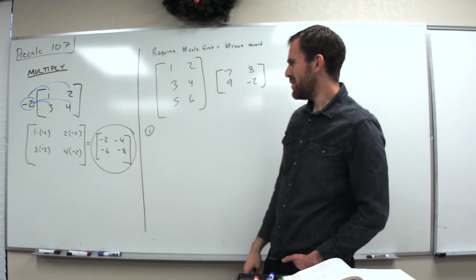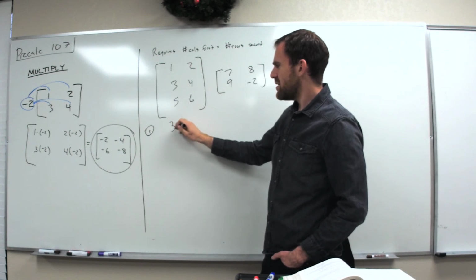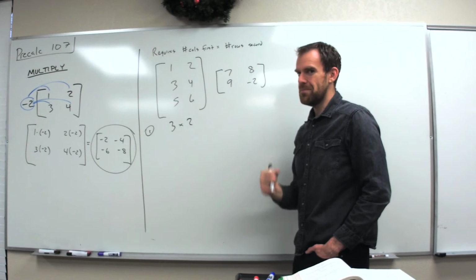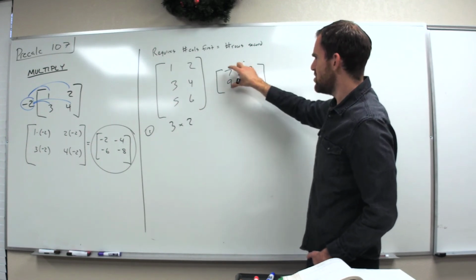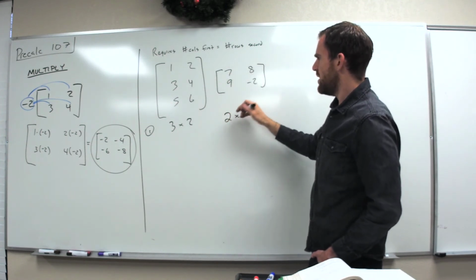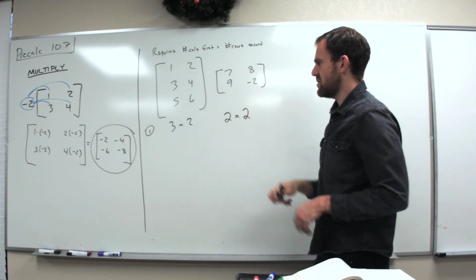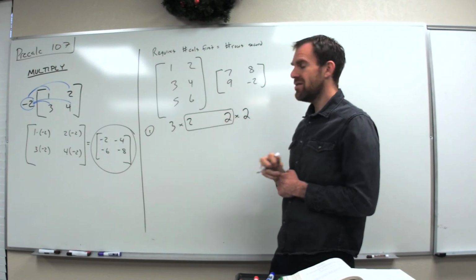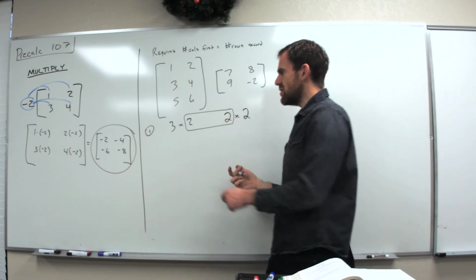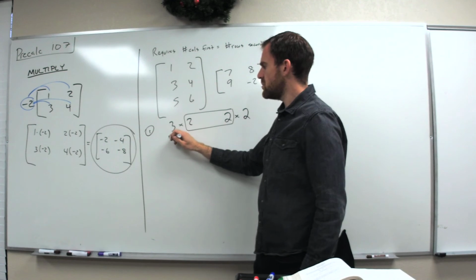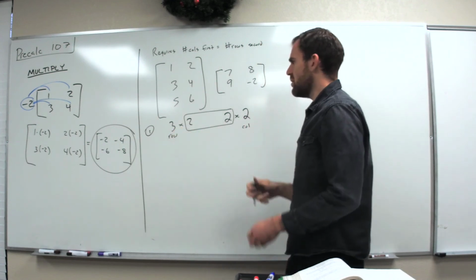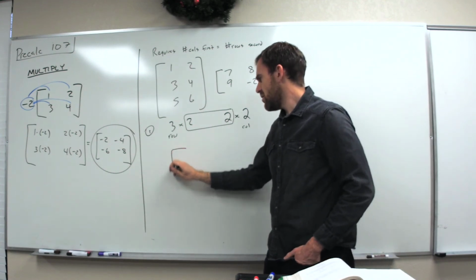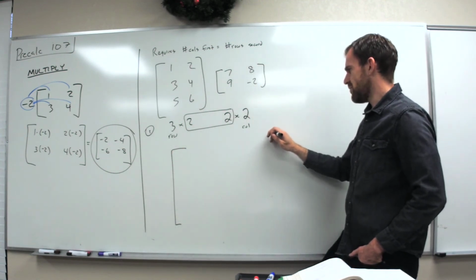Okay, so again, first step, we're going to look at the size of the matrix. The number of rows here is 3. The number of columns is 2, because there's 2 vertical columns. Columns hold up buildings. Over here, we have a 2-row by 2-column matrix. What is our result going to be? Well, we're checking to make sure the middle numbers match. They do. So our result is going to be a 3-row, 2-column matrix.